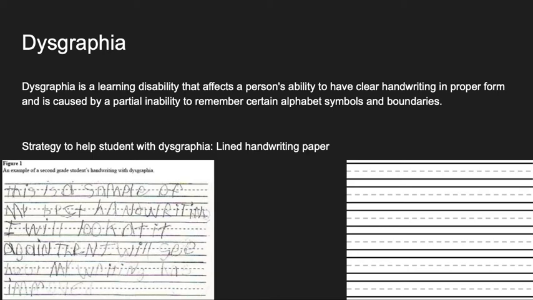One concrete instructional strategy to help a student with dysgraphia is the use of lined handwriting paper. This strategy shows the students the boundaries of the uppercase and lowercase letters. The uppercase letters go from the bottom black line to the top black line, while the lowercase letters go from the bottom black line to the dotted line. This strategy helps students with their misuse of line and margin.